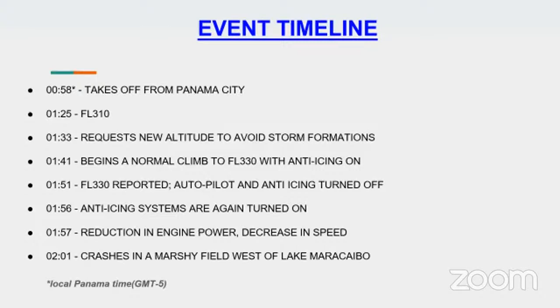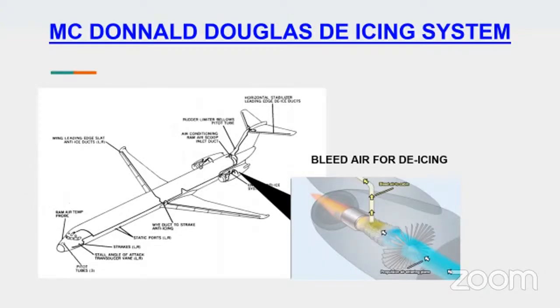This is the de-icing and rain protection system of the MD-80. In flight, de-icing is done with the help of bleed air from the compressor stage, at a temperature of around 500 Kelvin. It is supplied to the various components of the aircraft such as the cabin, wing, tail parts, etc.